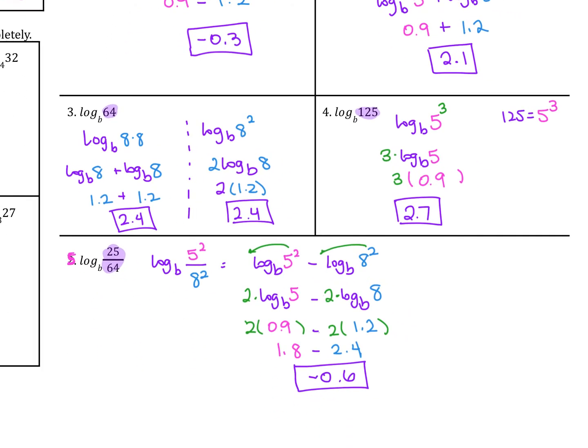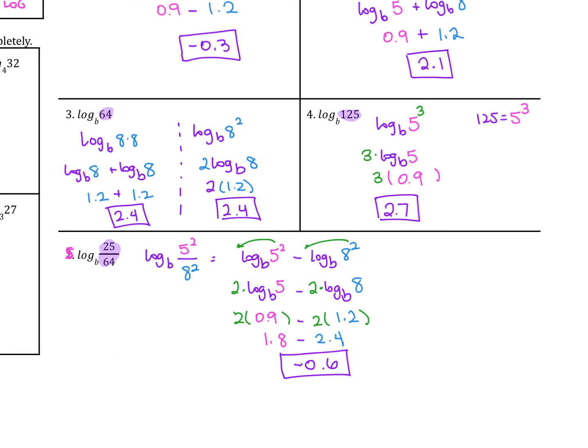Now number 5, you have to do a combination of powers and dividing. 25 is 5 squared and 64 is 8 squared. Remember, when you're dividing, you subtract. The numerator is the first number, the denominator is the second number. So you're looking at log base b of 5 squared minus log base b of 8 squared. Using the power property, multiply the 2 to the front of the log. This becomes 2 times log base b of 5 minus 2 times log base b of 8. Substitute your known values: 2 times 0.9 minus 2 times 1.2. You get 1.8 minus 2.4, which is negative 0.6.